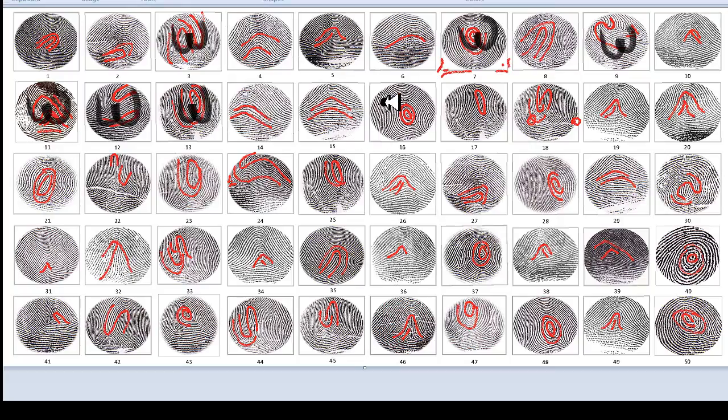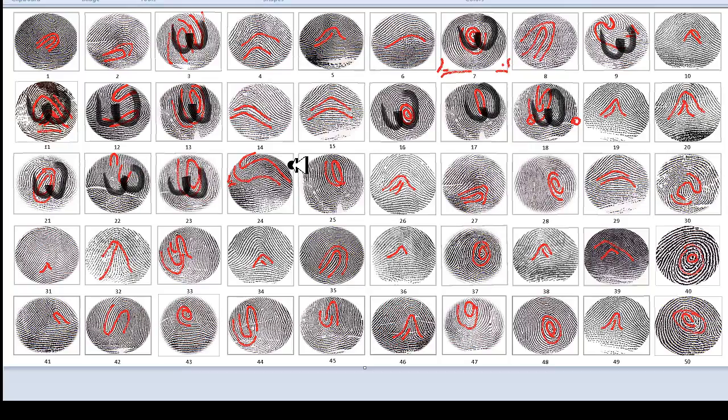Plain arch, whorl, whorl. This is definitely a whorl. Notice that it has a loop here and down here. Tent, tent, whorl. Loop. Loop over an arch is a loop. Whorl.